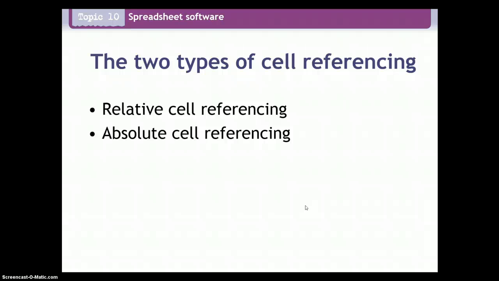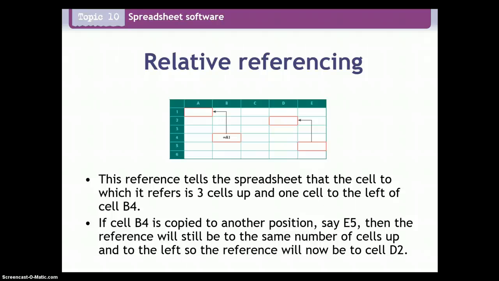First of all, we've got relative cell referencing. Okay, with relative cell referencing, we reference a cell, and as the text says, this reference tells the spreadsheet the cell to which it refers is 3 cells up, so 1, 2, 3, and 1 to the left. Okay, so in this example, when we copy this formula, okay, and we move it over here, although we've moved the formula, the cells to which it references remain in the same pattern. So although we've moved it from B4 over to E5, we still have 1, 2, 3 up and 1 to the left. Okay, that's relative referencing.